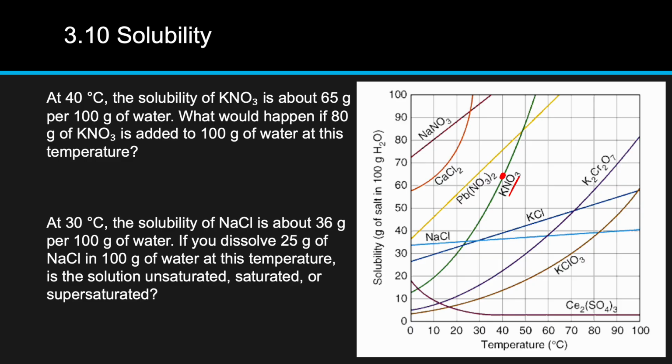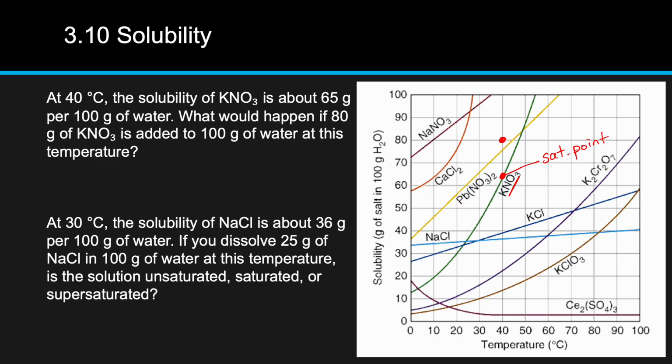Then it says what would happen if 80 grams of KNO3 is added to 100 grams of water at this same temperature. So now we have 80 grams, which is here, at the exact same temperature. What that means is this first initial dot is our saturation point. That is the maximum amount of salt we can dissolve into water before it is fully saturated, and you can no longer dissolve any more solute at that temperature.